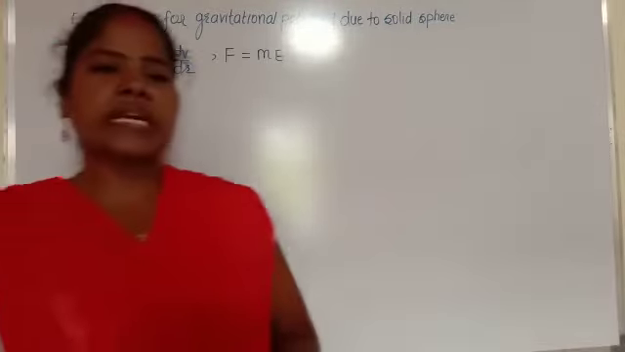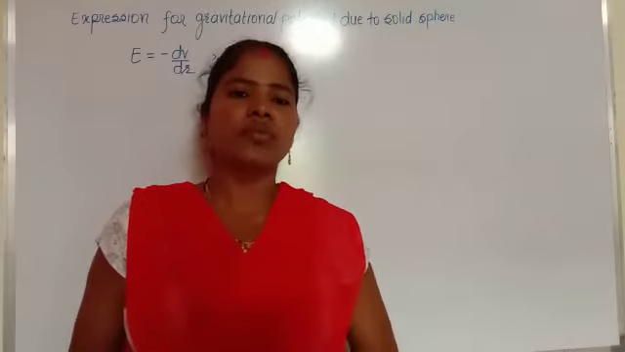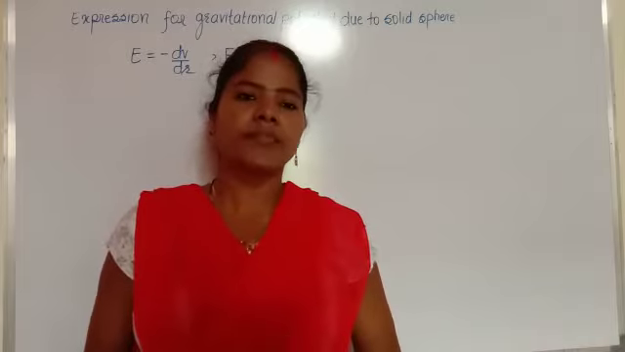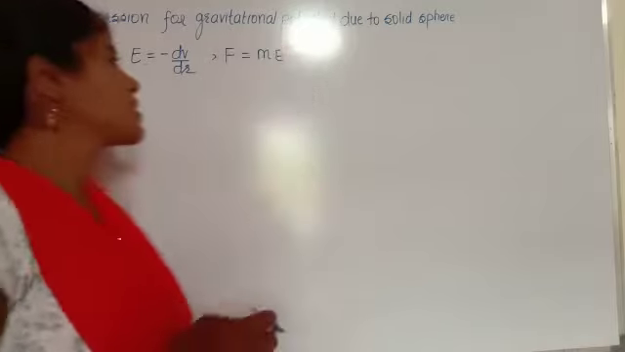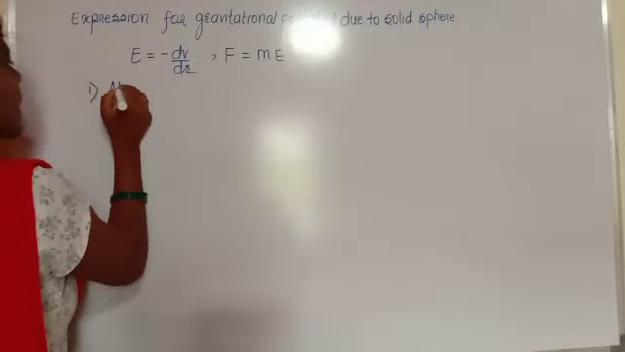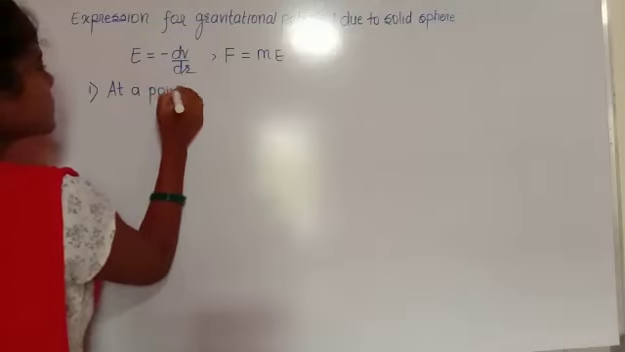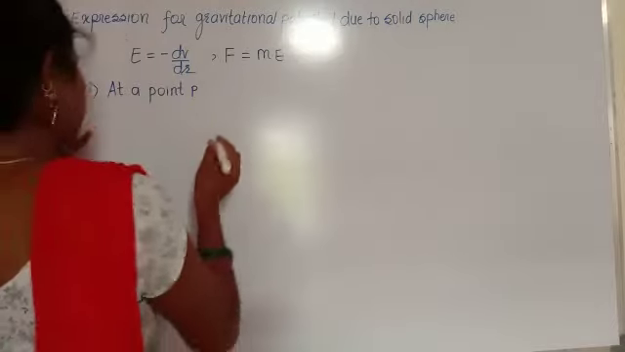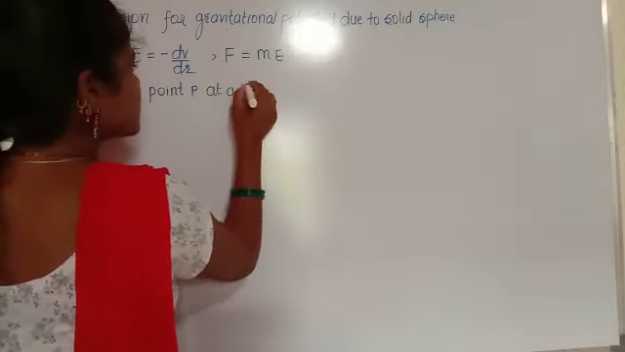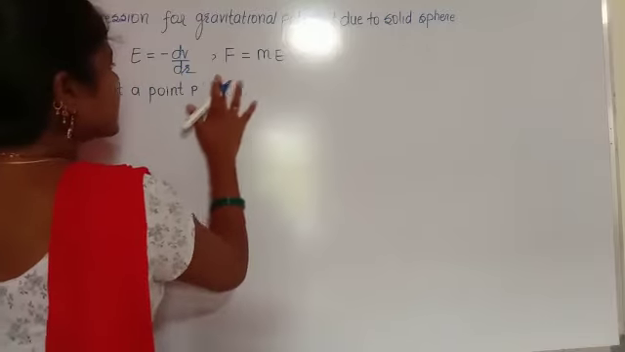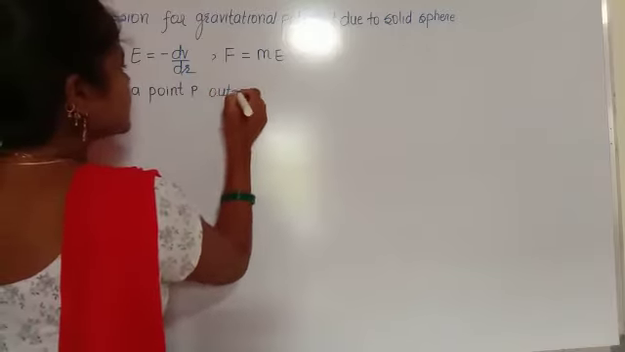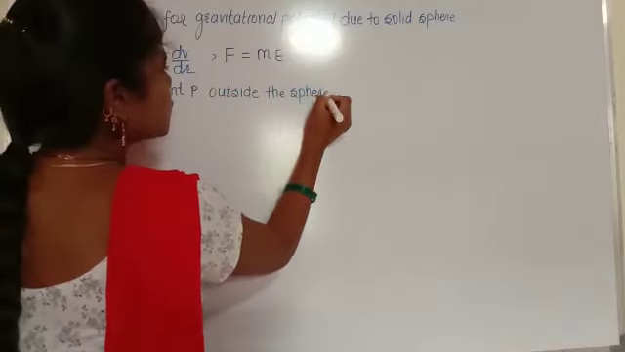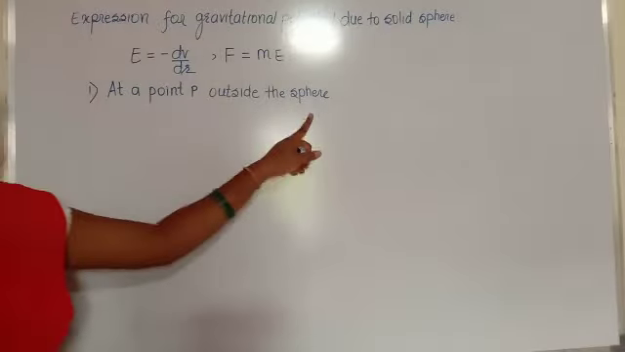Before starting our expression, you have to know there are three conditions according to which the gravitational potential at point P is situated with respect to the sphere. We are calculating the gravitational potential at point P. The first condition is at a point P outside the sphere.